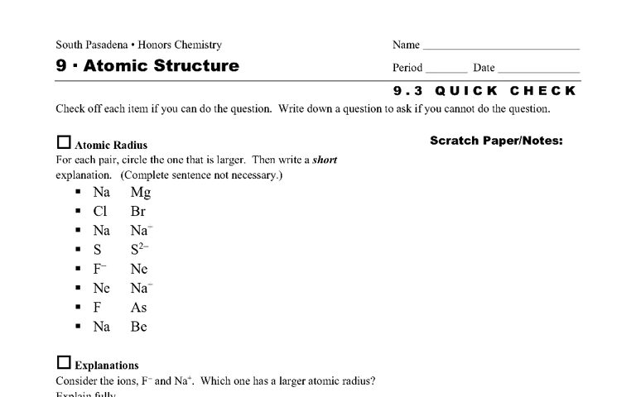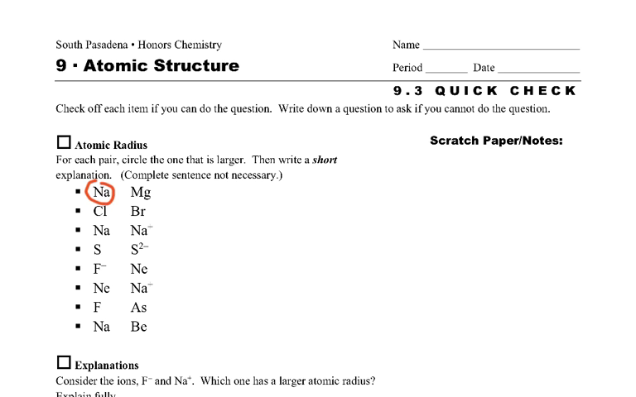Okay, we're looking at the 9.3 quick check. For each of these pairs, we want to say which one is larger, and we're going to circle that, and then we are going to talk about why that's true. So here for sodium and magnesium, we have to find them on the periodic table. We're going to see that they're next to each other, and as we go across, they get smaller. So that means that sodium is the larger of the two.